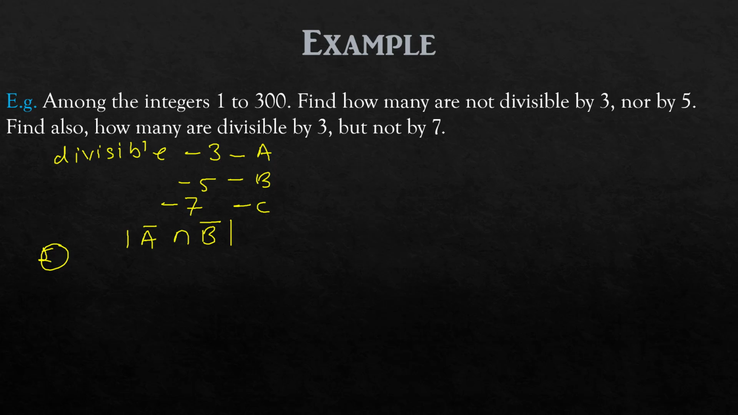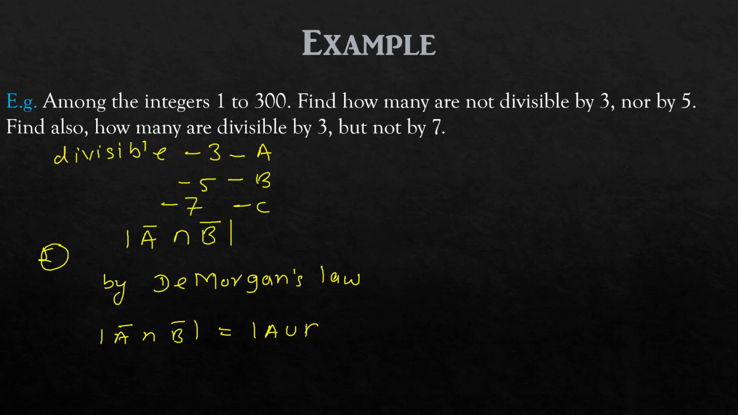Now by using De Morgan's law. What is De Morgan's law? That is (A complement) intersection (B complement) is equal to (A union B) complement. This property is going to be used here, right? This is equation number 1.